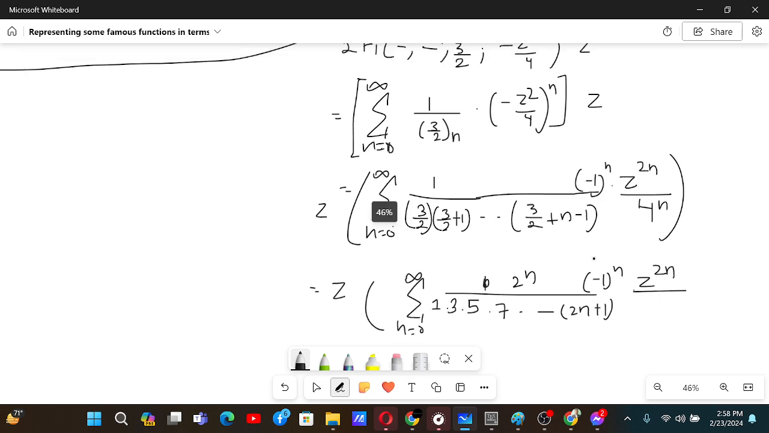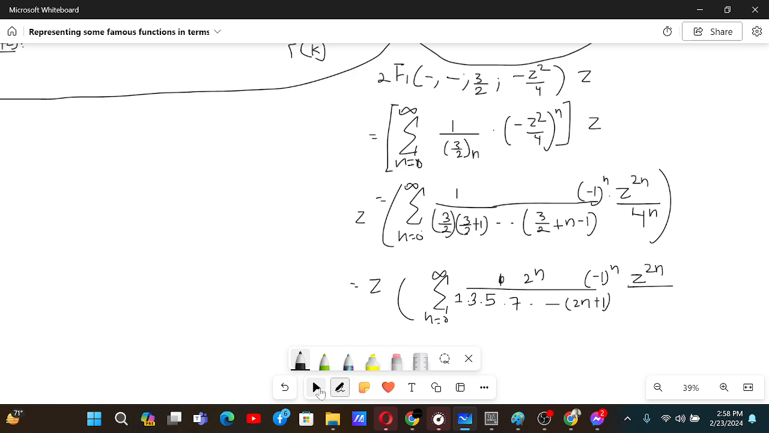Oh, and I think I forgot something. I forgot the n factorial. So basically I also need to write by n factorial over here. Yeah, I forgot that, n factorial. So n factorial now. Yeah, is that fine? Oh, and also there's a 4 to the power n over here.